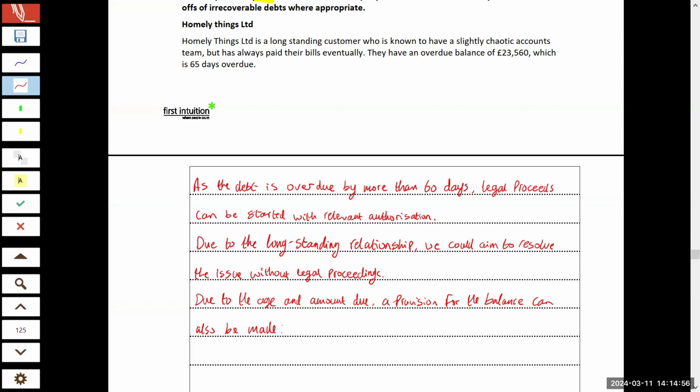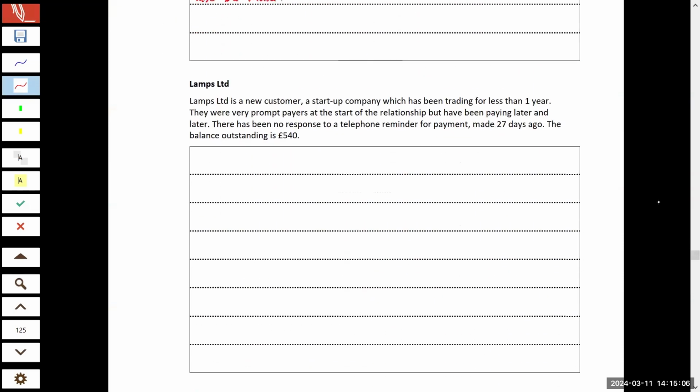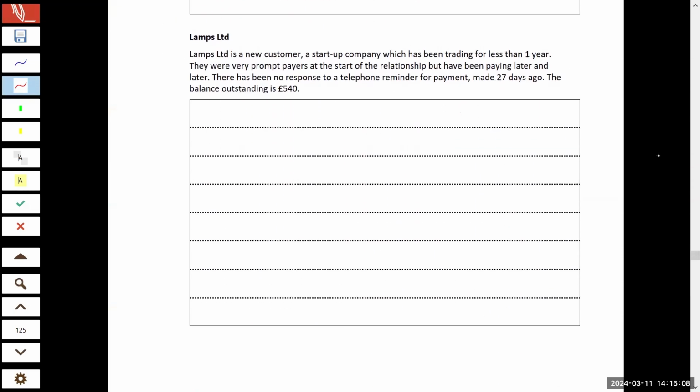Okay. Now, again, I'm sort of writing these as like summative points. I want you to dress it up a little bit more. Maybe just give a little bit more context. I'm writing the key points here. Okay. Now, let's move on to customer two, that is Lamps Limited. Let's find out about this one.